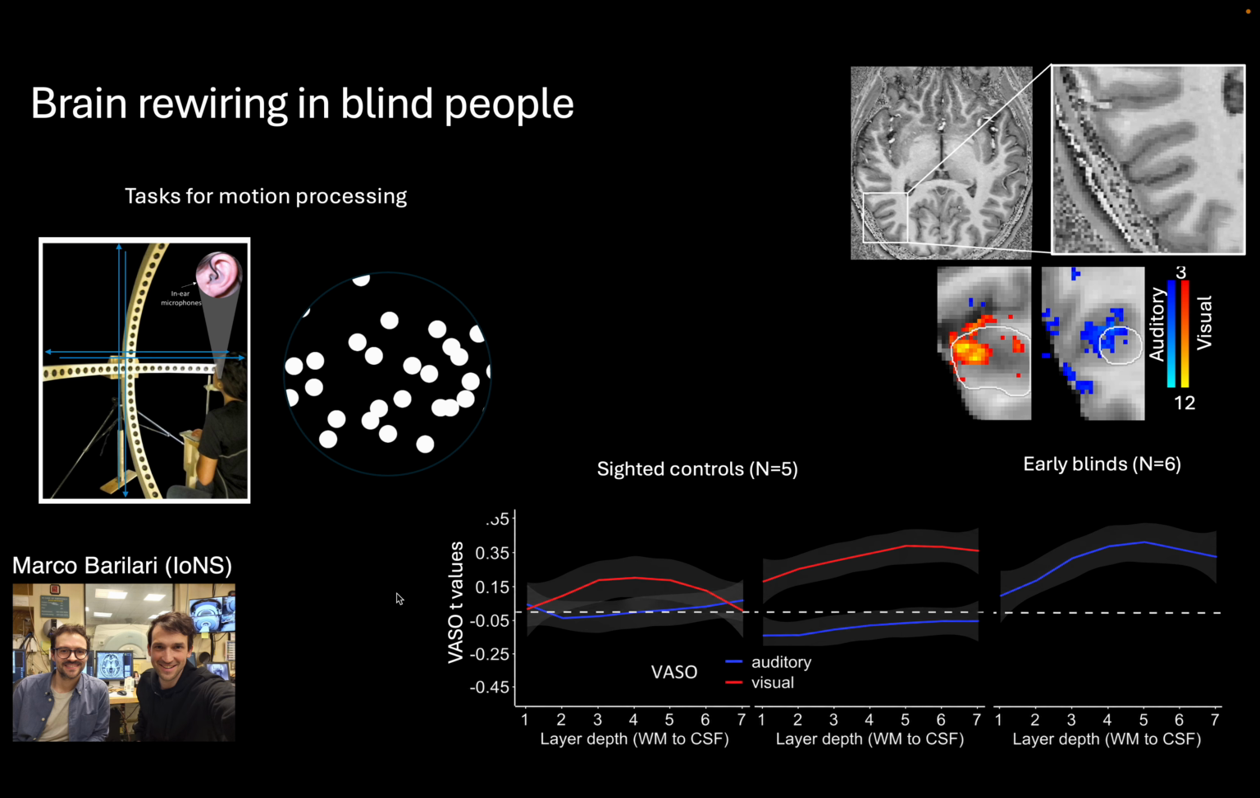So in layer-dependent fMRI, you learn important information, not only if a brain area is involved in a given task, but then importantly, how it's differently involved, right? Where's this activity coming from?